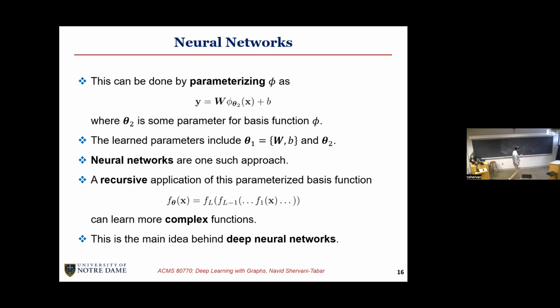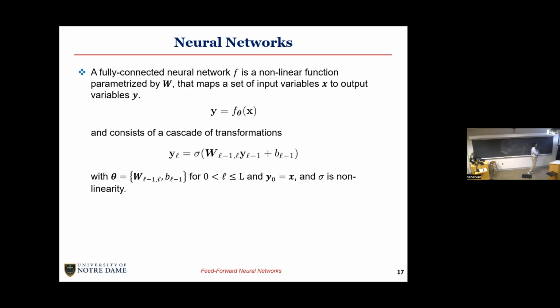Now the idea behind neural networks is that in order to be able to model more and more complex mappings between X and Y, we can apply this recursively. Let's say that I have phi of X, I have this Y, and I think of this as a new X for another transformation. I repeat that multiple times and I get something that can model something more complicated and more complex. So that's the main idea behind deep neural networks.